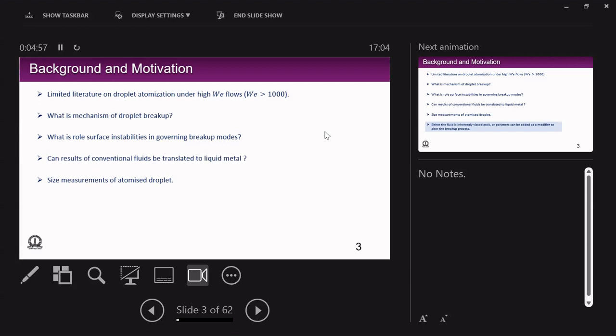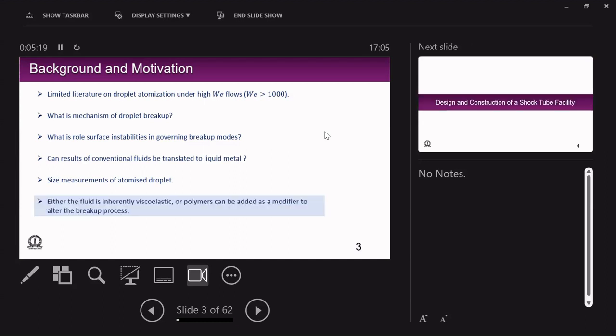If there is a universality of that sort, then that would be a really nice game changer. All right. And of course, there are size measurements of atomized droplets also, which form an important part, and which Jatin here actually did. That is because with this kind of fast or transient phenomena, measurement of droplet size becomes an onerous task.